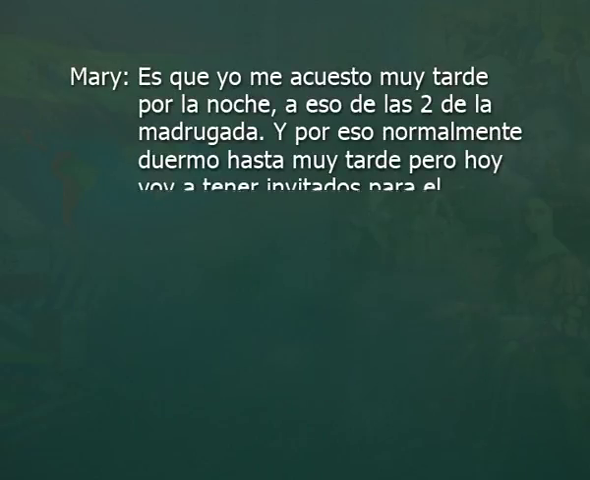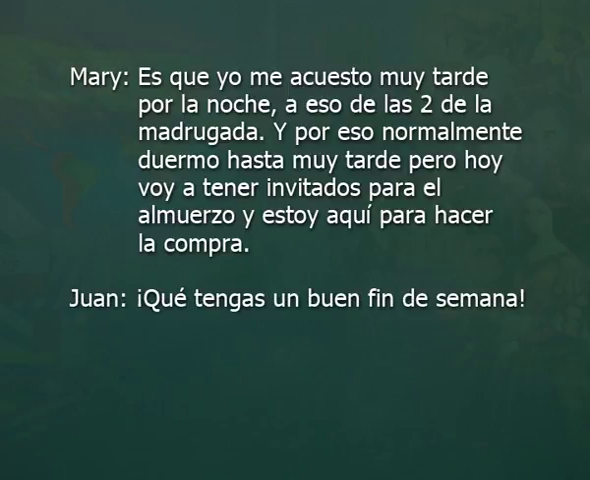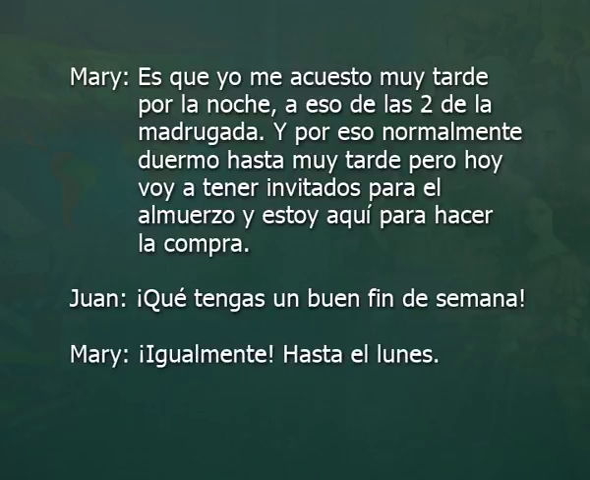Marie: es que yo me acuesto muy tarde por la noche, a eso de las 2 de la madrugada, y por eso normalmente duermo hasta muy tarde. Pero hoy voy a tener invitados para el almuerzo y que estoy aquí para hacer la compra. Juan: que tengas un buen fin de semana. Marie: igualmente, hasta el lunes.